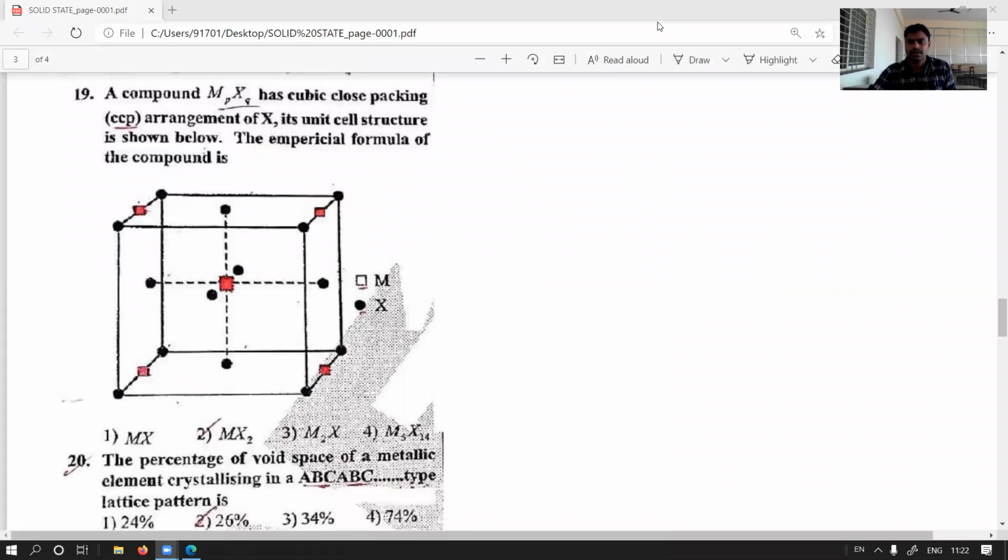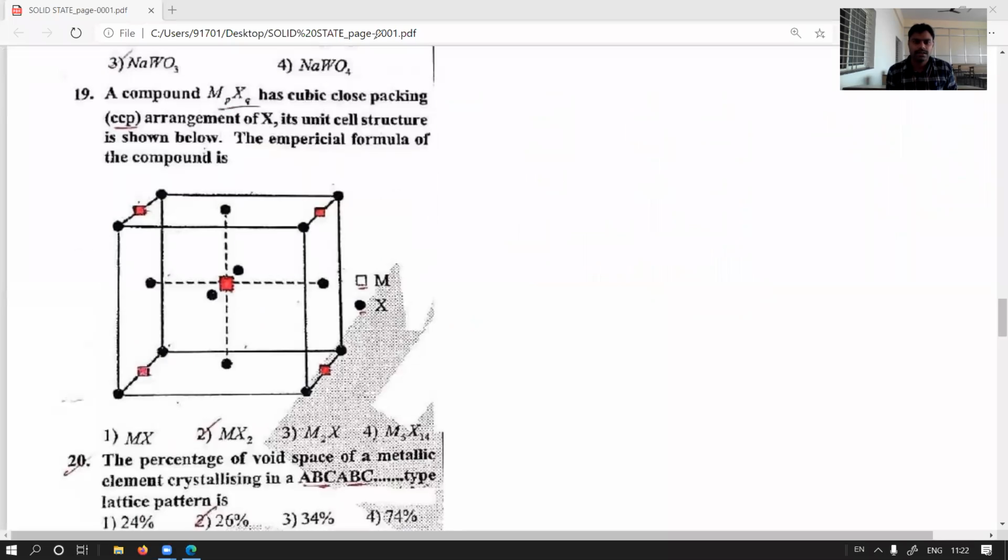Observe carefully, what they asked in this question. In the given structure, a cube is given like this. It contains M atoms, this is the M atom symbol, and X atoms are also present, the X atom symbol is a dot. Now, what is the formula of the compound they gave? If you observe where the M atoms are present, they are present at 4 edge centers plus 1 body center.